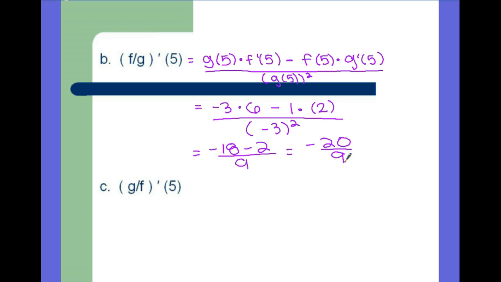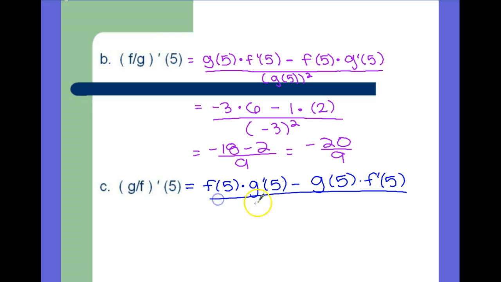This same concept could be applied with tables. This again is just one way. Let's look at one more example. So we have g of 5, and we're going to basically do everything in reverse. So it'd be f of 5 times g prime of 5, minus, so lo d hi minus hi d lo, all over.